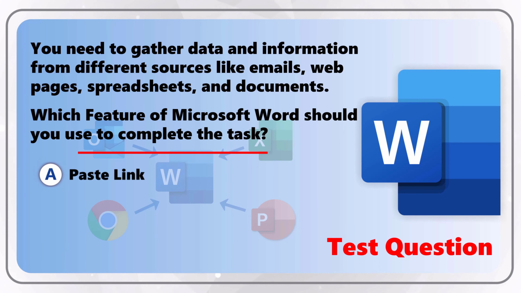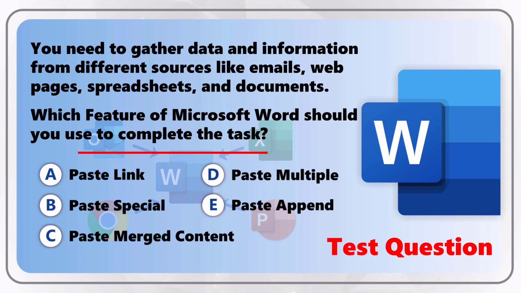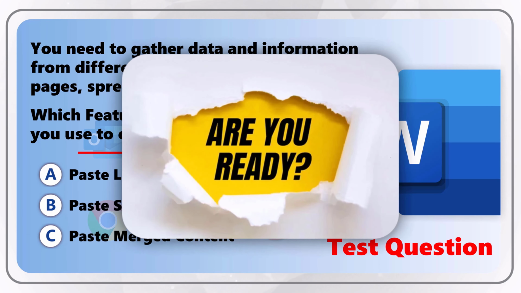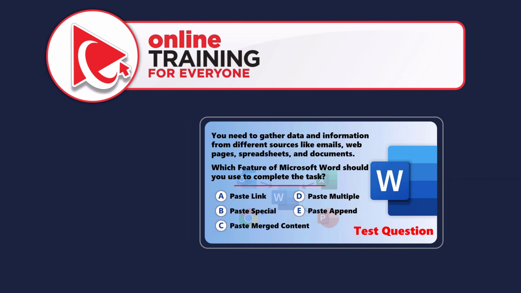Choice A, paste link. Choice B, paste special. Choice C, paste merged content. Choice D, paste multiple. And last but not least, choice E, paste append. Take a close look to see if you can recognize the right feature of Microsoft Word. Are you ready to uncover the mystery? Let's move on so I can share how I cracked the solution.